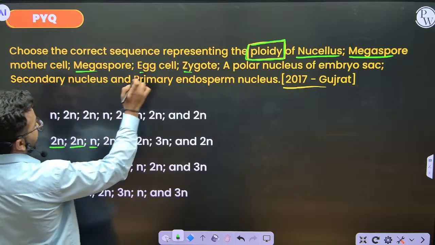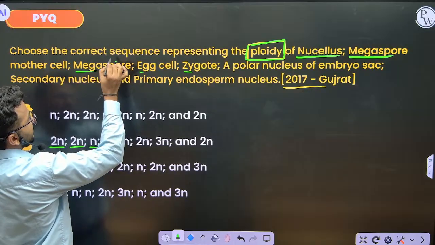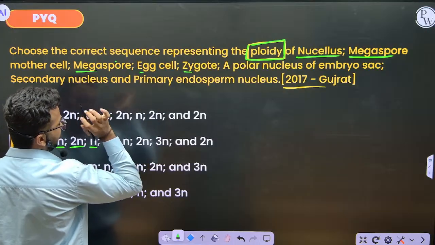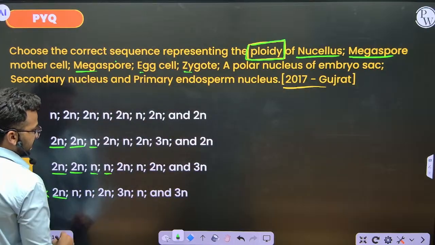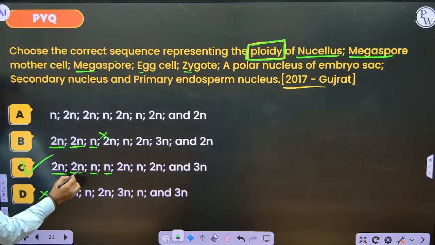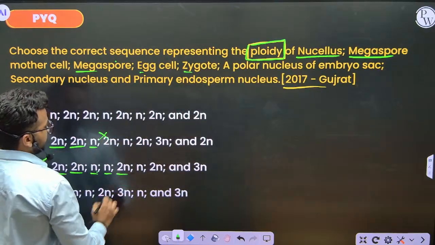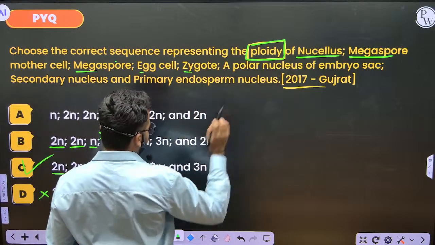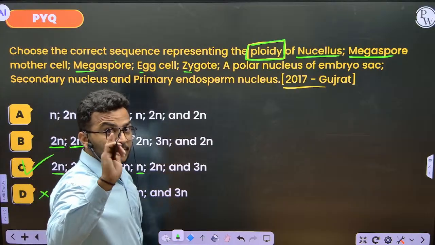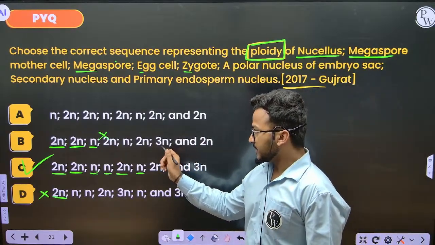Okay, done. Next, egg cell is there. After megaspore formation, the embryo sac formation takes place, and the egg cell will be in a haploid condition, not diploid. Then eliminate this one. The answer will be C here. 2n, n, we'll see further also. Zygote will be in a diploid condition, and a polar nucleus is n. I said no, polar nucleus will be in n condition, not triploid. Don't go for this option here.